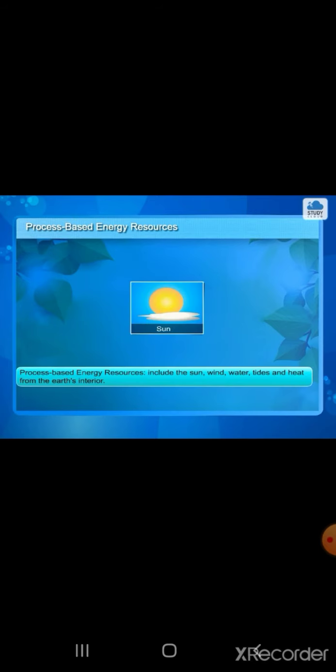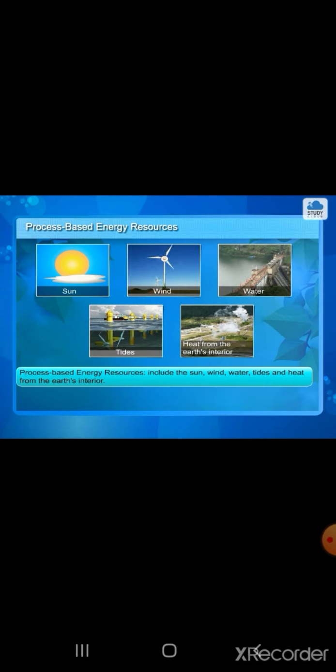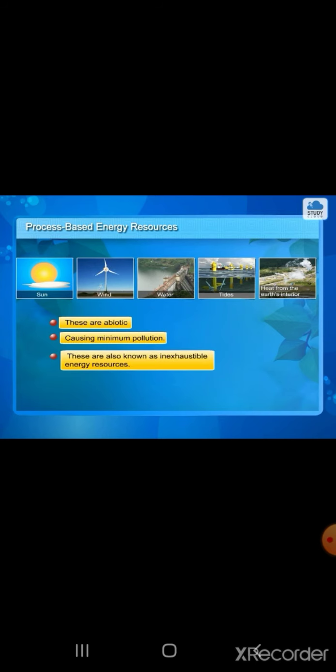Process-based energy resources. Process-based energy resources include the sun, wind, water, tides and heat from the Earth's interior. These are abiotic, causing minimum pollution. These are also known as inexhaustible energy resources.